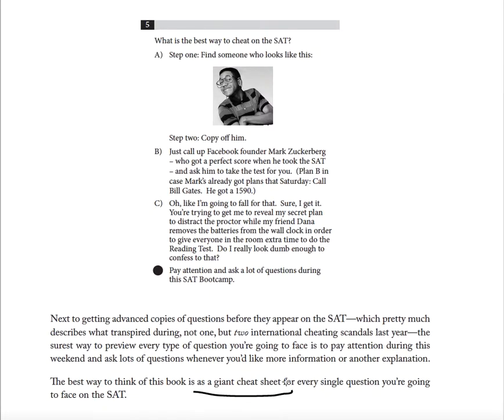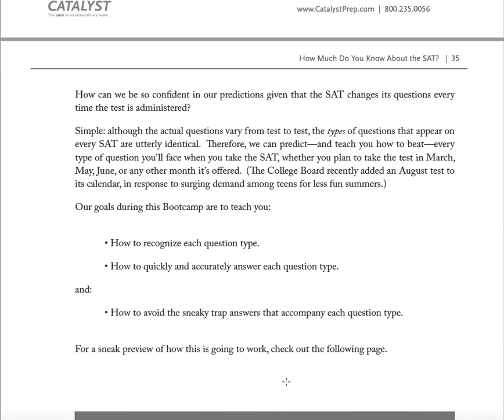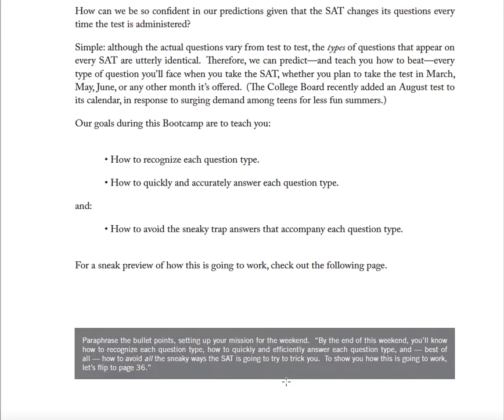Okay, so we're back here. So let's keep going. After you have told them you've used a soundbite and you've talked about the fact that it's a giant cheat sheet, what you'll do, and really what you're doing here is you're paraphrasing page 35 here. You're talking about the goals for the weekend. You can also mention the fact that you're going to get students to recognize and avoid the sneaky trap answers. They tend to find that to be really compelling.